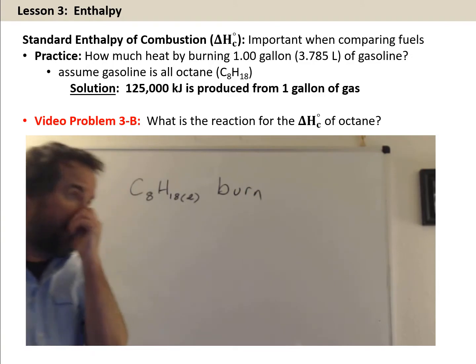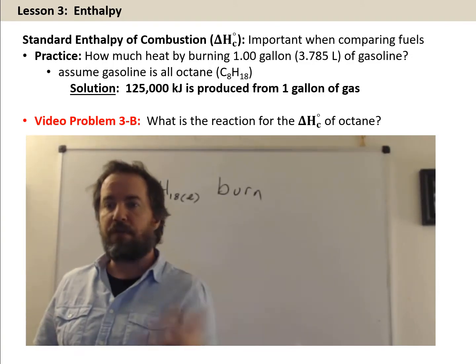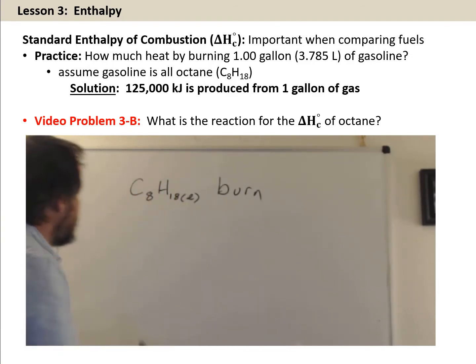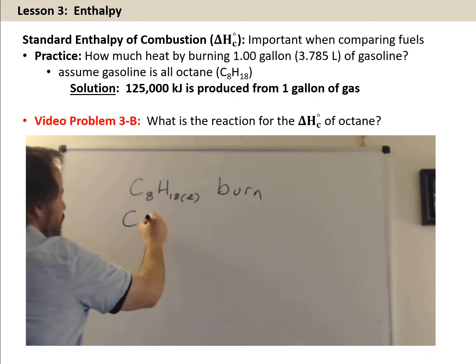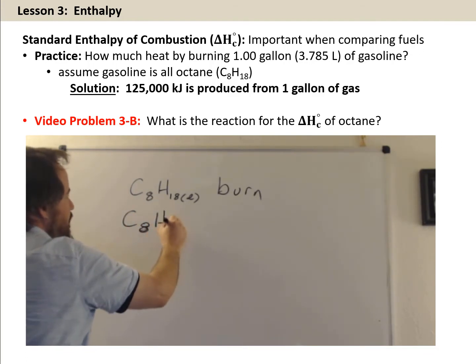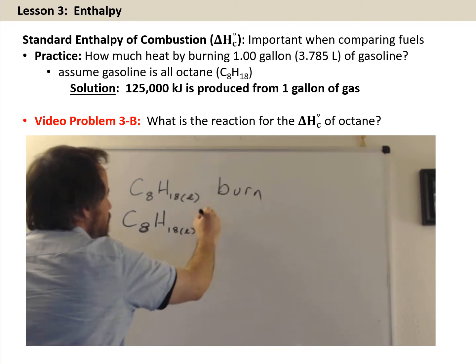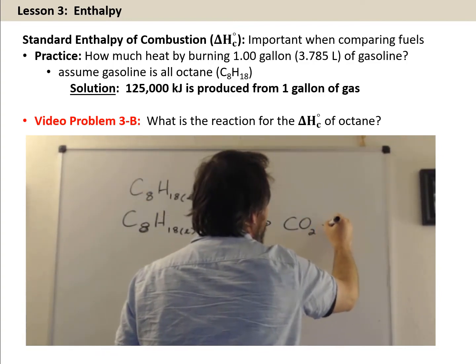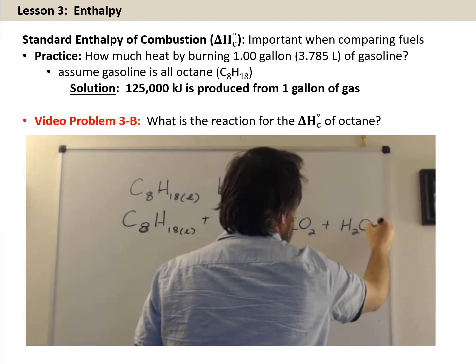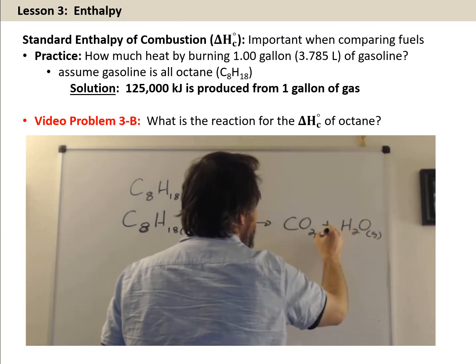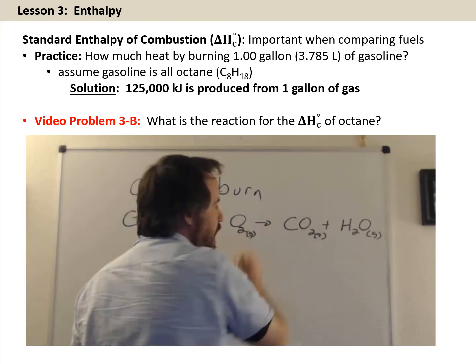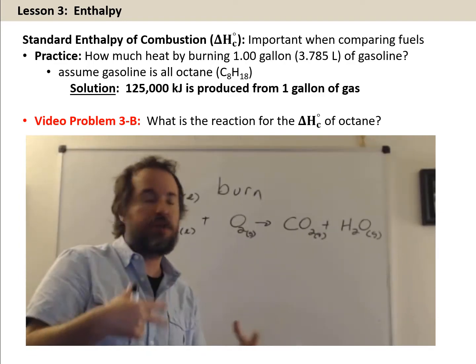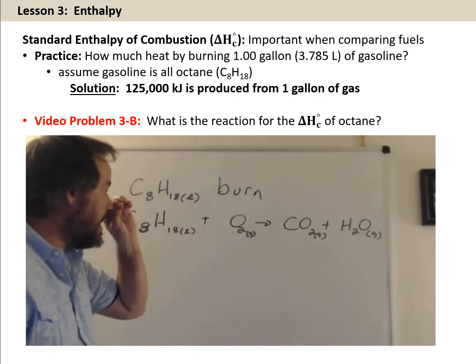So we need to think back to 215 when we were first talking about combustion. So that's C8H18 liquid plus O2 going to CO2 plus H2O. These are gas because I know that burning things produces a lot of heat. So these are going to be in the gas phase.